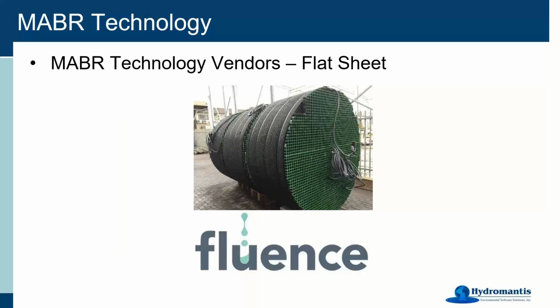And then the flat sheet one that I'm familiar with is from Fluence, and it is, as I mentioned, long wound spirals of surface area that allow the mixed liquor to come in between them and up and down, and these sit in a larger vessel that can then be filled and lowered as well.